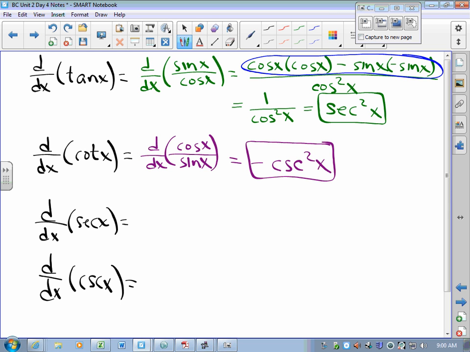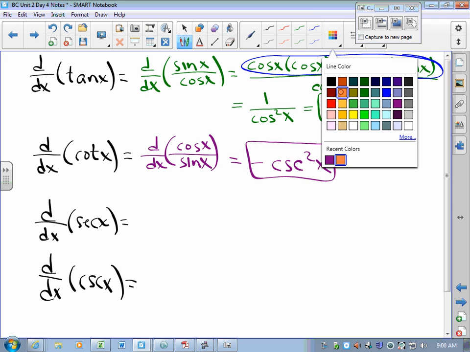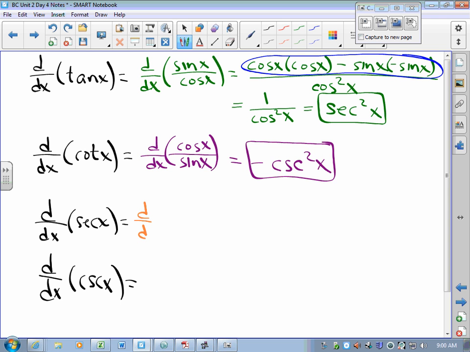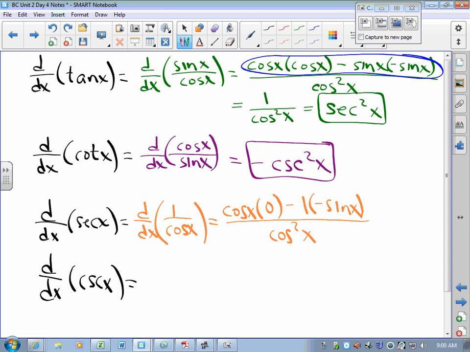The derivative of secant x, we're going orange. Yeah, take that. That's the derivative of 1 over cosine x. It's the bottom times the derivative of the top, minus the top times the derivative of the bottom, all over the bottom squared.